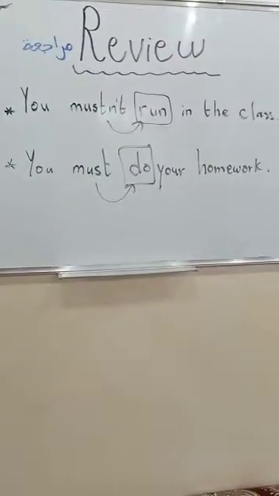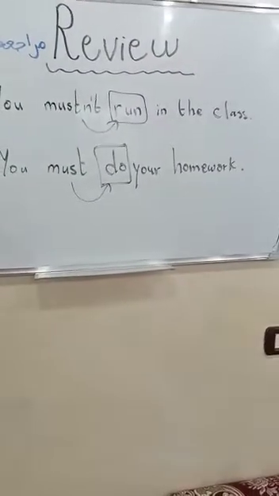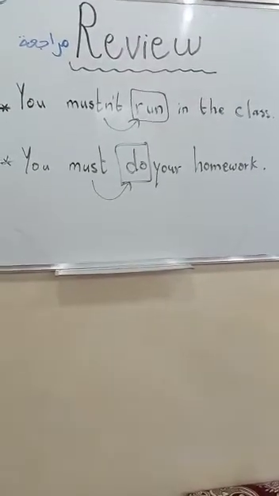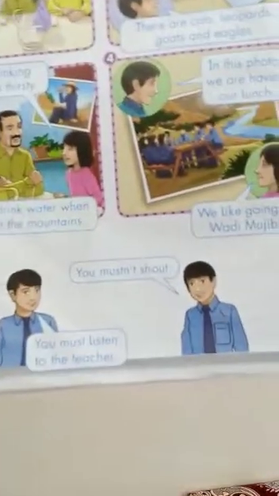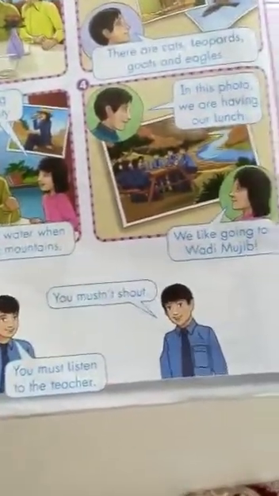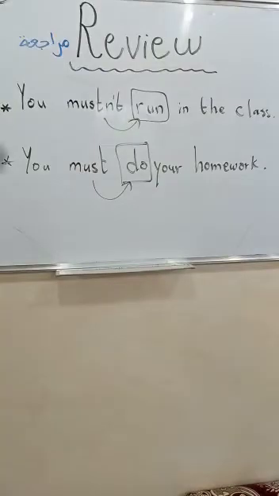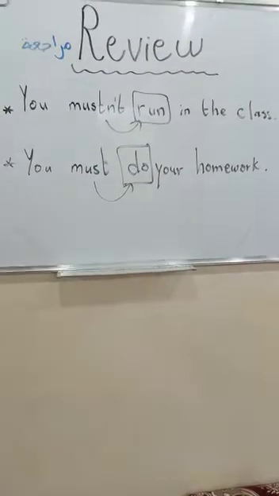You mustn't run in the class. You must do your homework. Okay, in this exercise, you have to say sentences and write them here by using must and mustn't. Like this. You mustn't run in the class and you must do your homework.